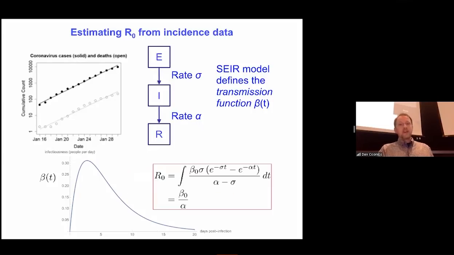Now I can also calculate my R0. My R0 is going to be some background transmissibility, beta 0, times the integral of this function over all time. You can do that integral, and it turns out to be your background transmissibility divided by the length of the infectious period. So you can see here that the length of the exposed period doesn't have any effect on the R0, and that's what you would expect.